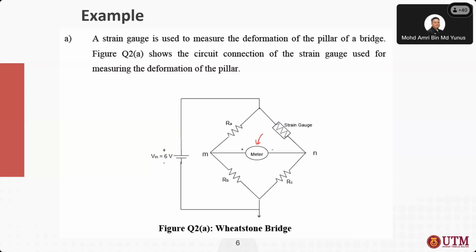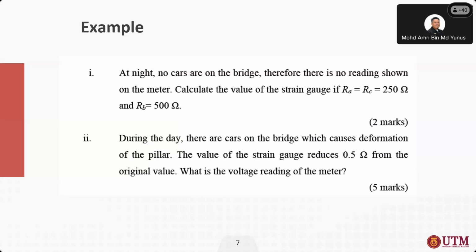So this is the question. The circuit looks like this. At night, there is no car on the bridge, therefore no reading is shown on the meter. Calculate the resistance value of the strain gauge if RA is 250 ohm and RB is 500 ohm.